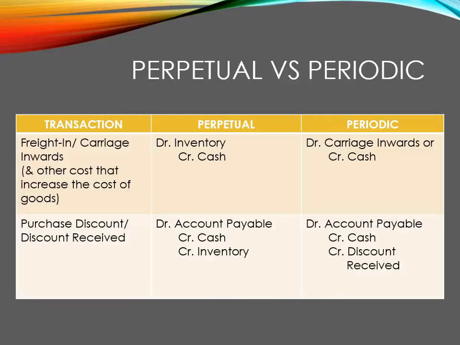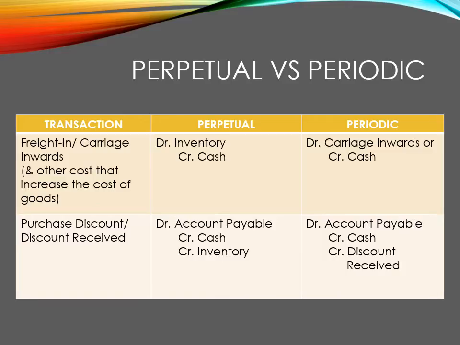The perpetual will have different records. If you adopt the perpetual inventory system, these particular transactions will be different. That is, you will debit inventory account and credit cash. You are no longer required to open the carriage inwards account or any other accounts that relate to increasing the cost of goods.